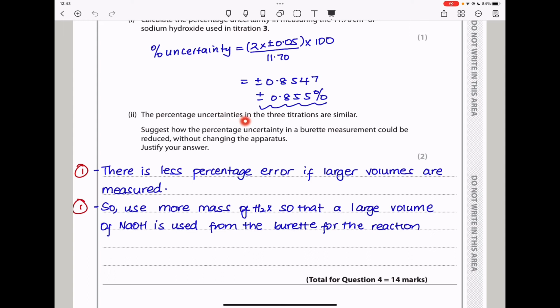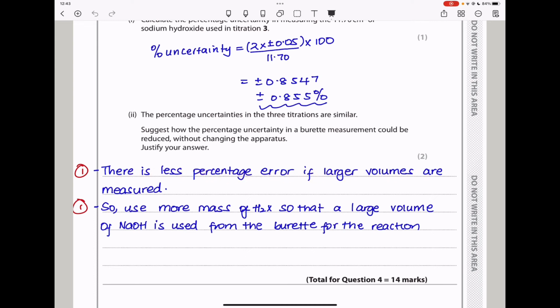The percentage uncertainties in the 3 titrations are similar. Suggest how the percentage uncertainty in a burette measurement could be reduced without changing the apparatus, and justify your answer. We could reduce it by measuring greater or larger volumes. So here I said there is less percentage error if larger volumes are measured.